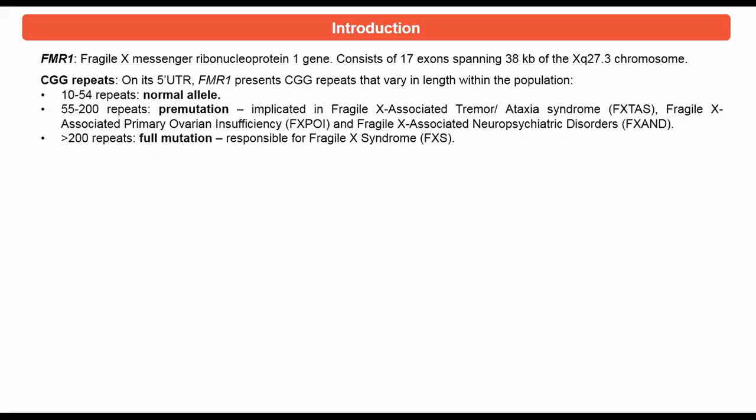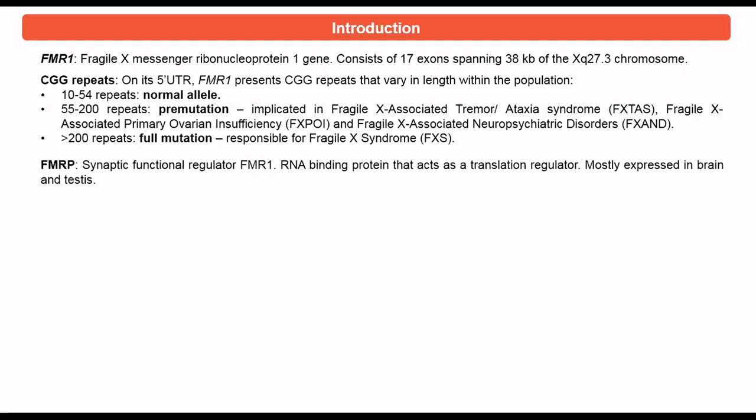The Fragile X messenger ribonucleoprotein 1, or Fmr1, is a 38 kilobases gene located in the long arm of the X chromosome. On its 5' untranslated region, it presents CGG repeats of variable length. The length of these repeats is associated with various diseases. From 10 to 54 repeats, the alleles are considered normal. Between 55 and 200 repeats, the alleles are premutated, and this premutation is associated with 3 diseases: FXTAS, FXPOI, and FXAND. And when the allele has more than 200 repeats, it is considered full mutation, causing Fragile X syndrome.